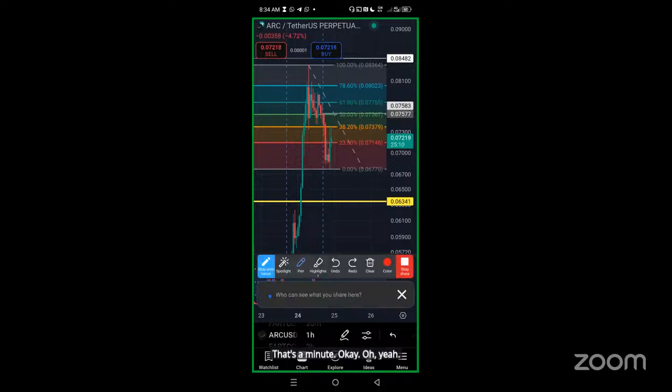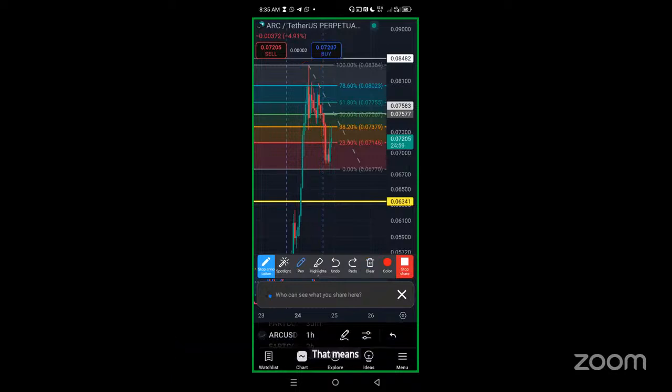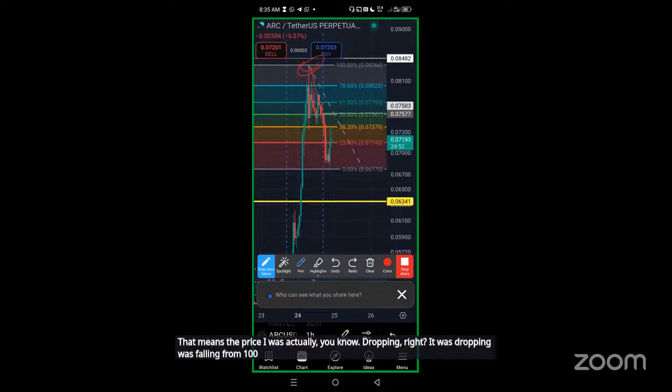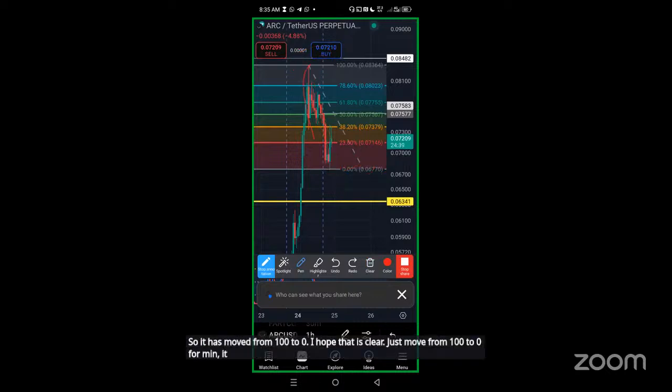Now, in a downtrend, we are capturing a 100% movement, right? And in the course of a downtrend, since you're connecting a swing high to a swing low, that means the price was actually dropping, it was falling. From 100, it is coming back to 0. So it has moved from 100 to 0. I hope that is clear. It has moved from 100 to 0. So it means that this was a 100% movement.